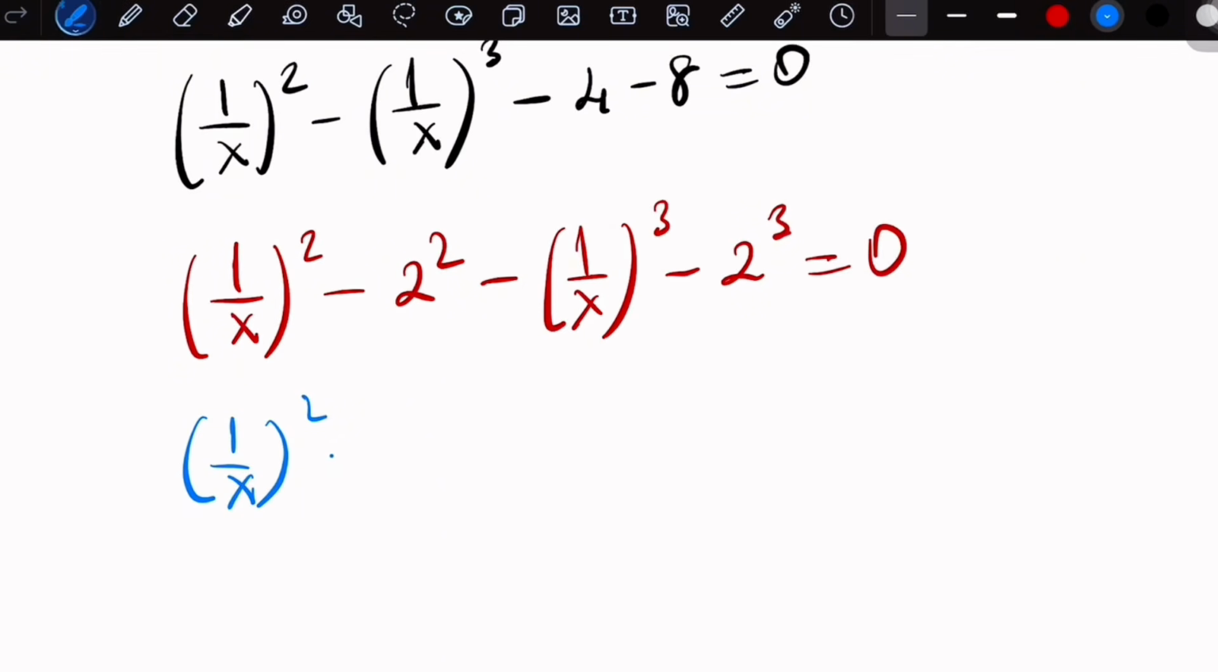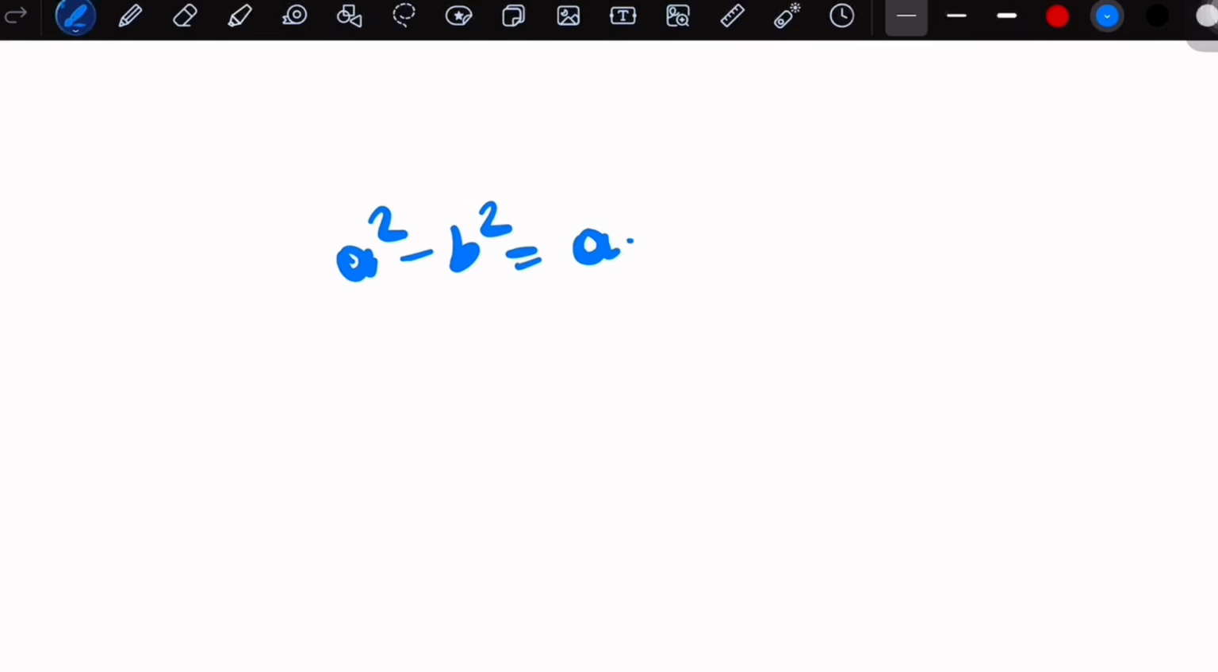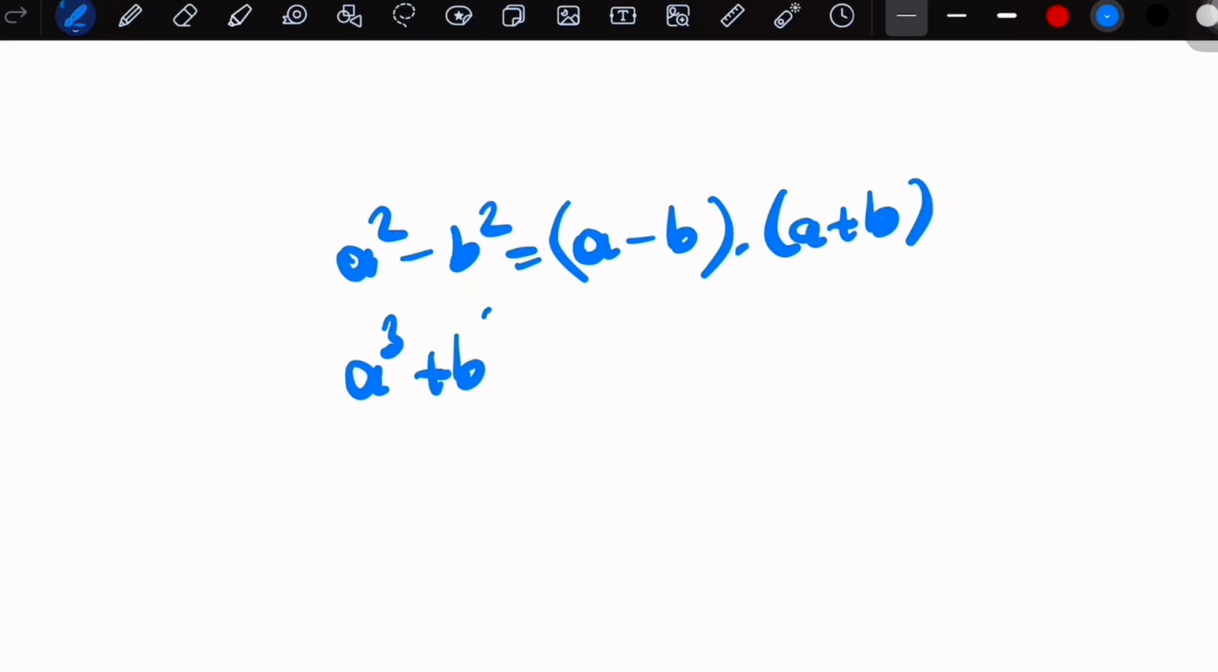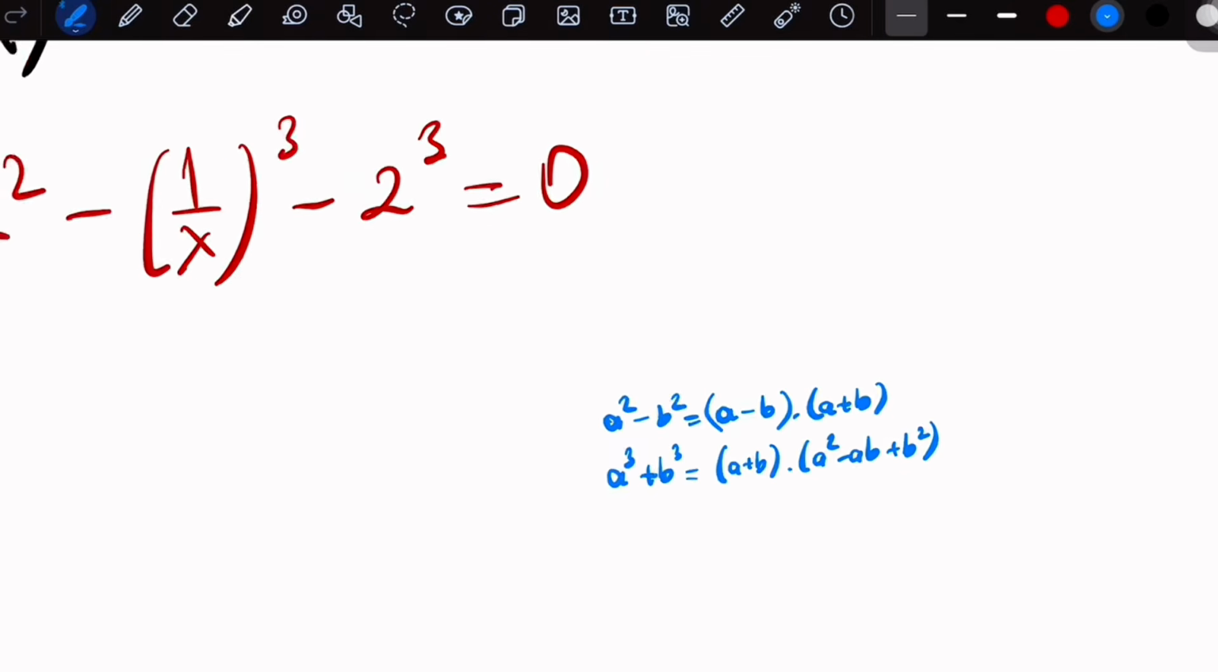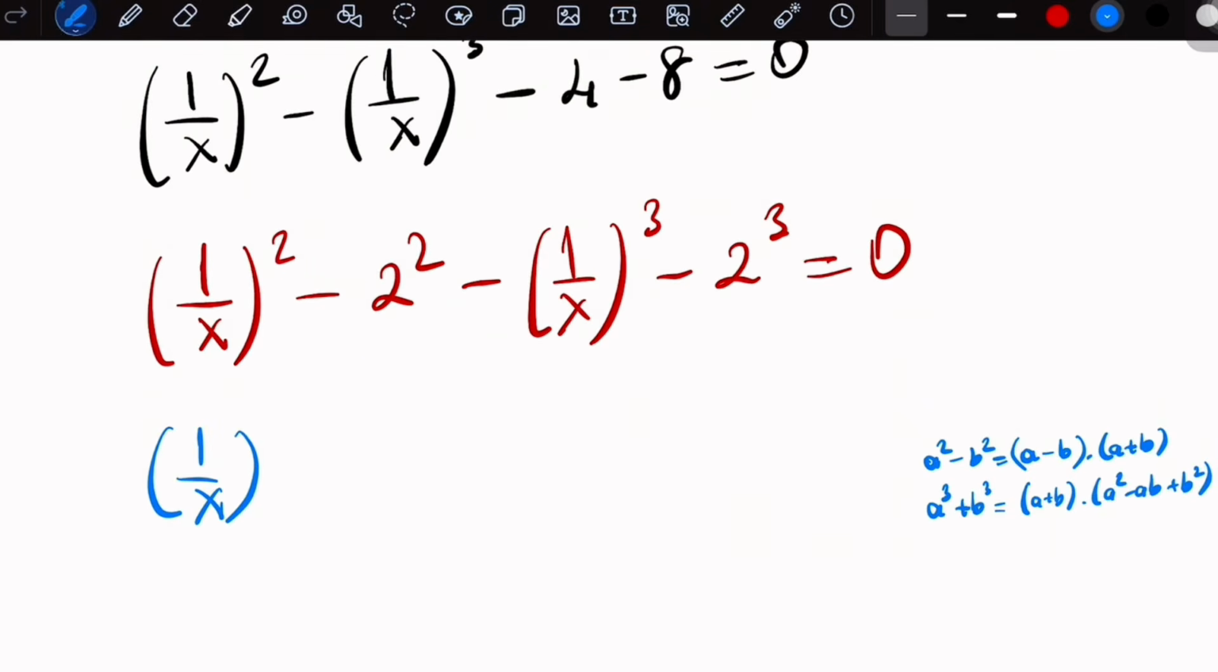Before moving on to the square, it should be noted: what was the expression we call a² − b²? Let's see it right away. I can write this as (a − b)(a + b). And a³ + b³, how could we write it? (a + b)(a² − ab + b²). I can also express this in that form. If I apply them right then, we have nothing to do with these brackets anymore.